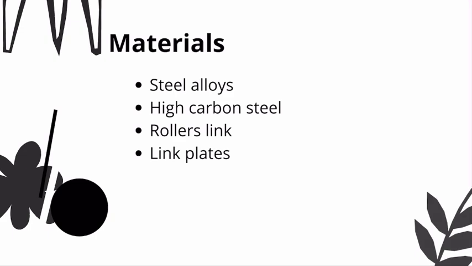The materials used for roller chains are steel alloys and hard carbon steel. These are the commonly used, these two. For the next two, roller link and link plates, these are basically parts of the roller chain, which are heat treated.